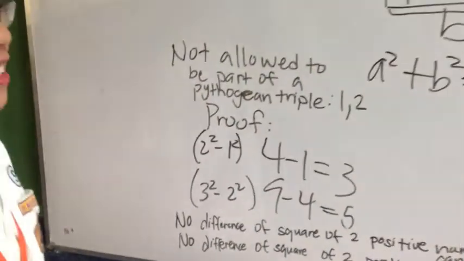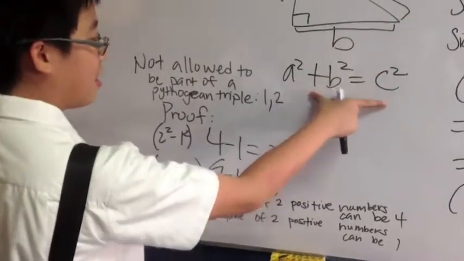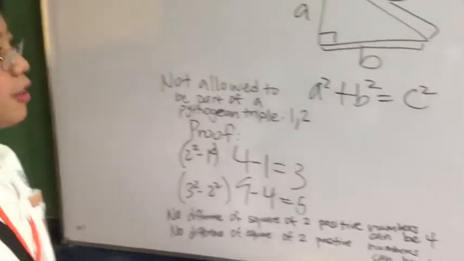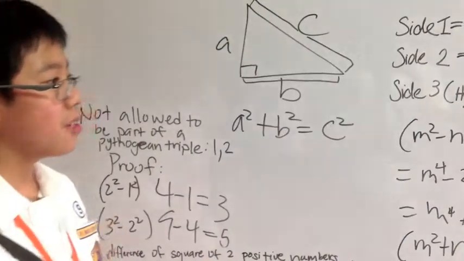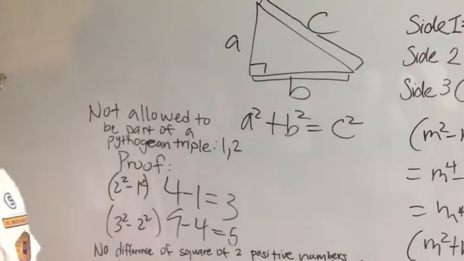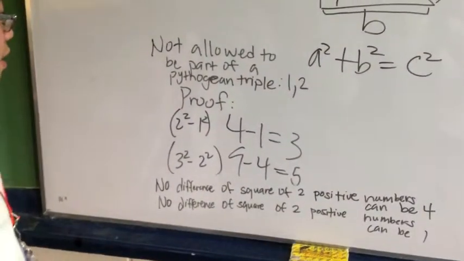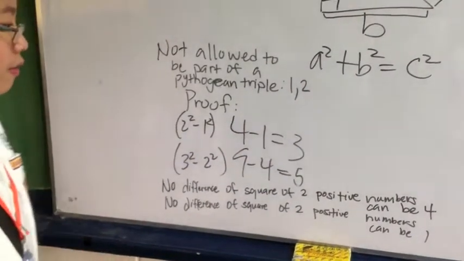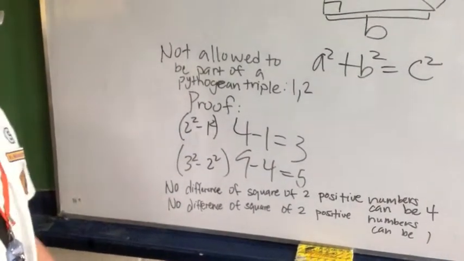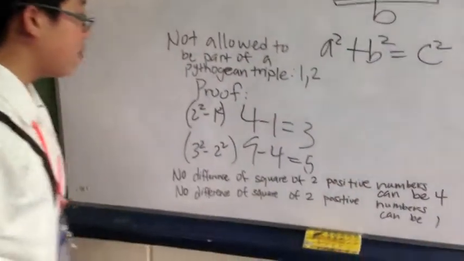Now a Pythagorean triple is three positive whole numbers which can fit in this equation. But with this formula, we can achieve an infinite number of possibilities with Pythagorean triples. However, two numbers cannot be part. They are 1 and 2. The proof is because 2 squared is 4, and no difference of the squares of two positive numbers can be 4. This can be seen here.